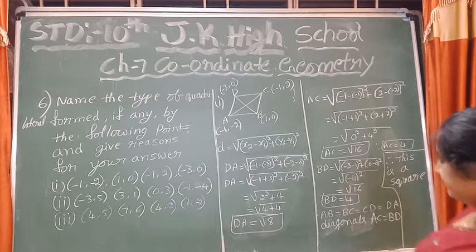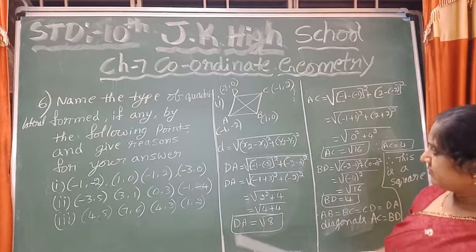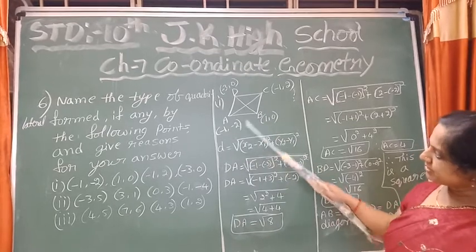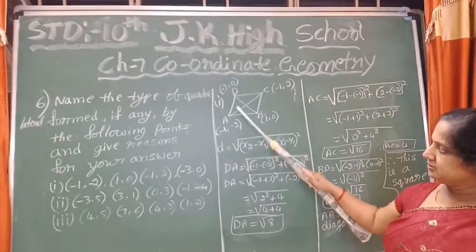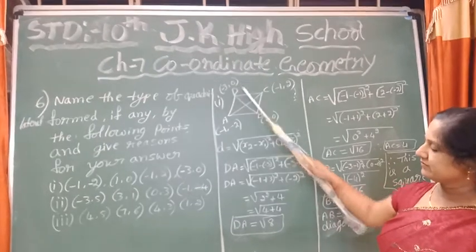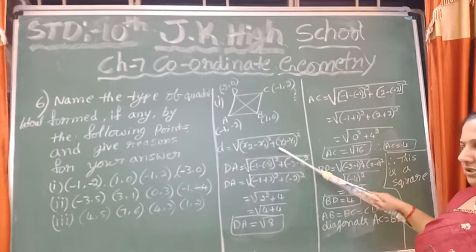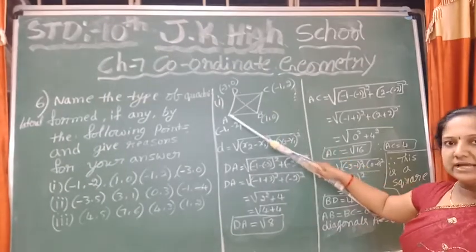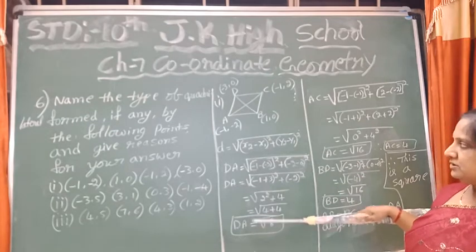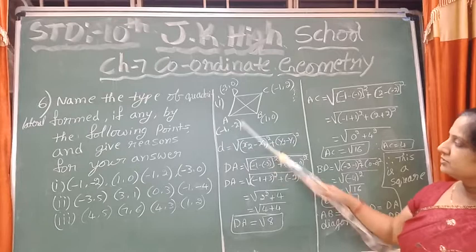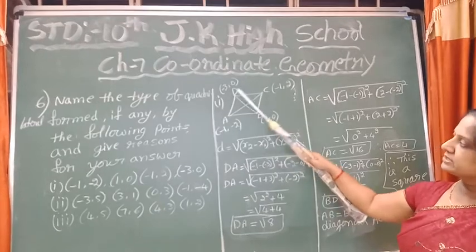Children, now I found the distance between D and A. After substituting the values, I took this as x2, y2 and this as x1, y1, substituted in the distance formula, and simplified. I got the distance between D and A also root 8. So we got that all 4 sides of this quadrilateral are equal: AB is equal to BC is equal to CD is equal to DA.